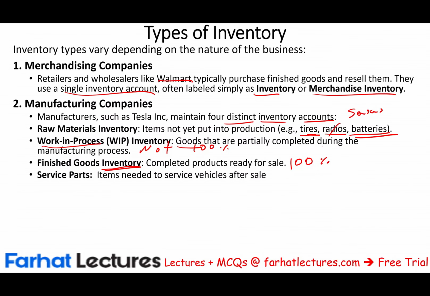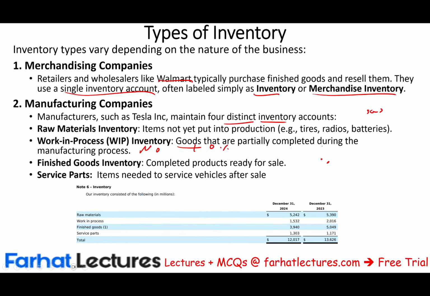And for Tesla, they have a fourth category, service parts, items needed to service vehicles after sale. They believe that inventory should be kept separately from the manufacturing process. Now, usually traditional companies like Ford Motor Company might only have three. They don't have service parts, but Tesla is unique, and this is why I wanted to show you a unique example. Walmart will only have one line, finished goods inventory. That's all they have, inventory goods.